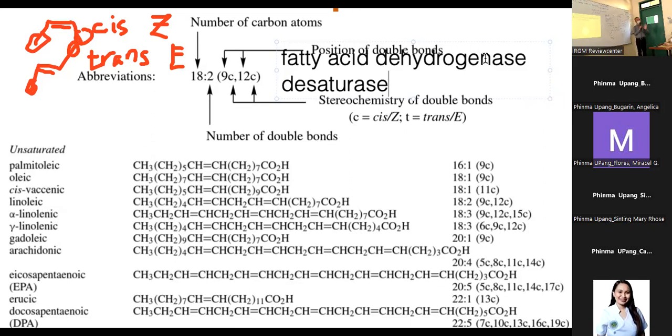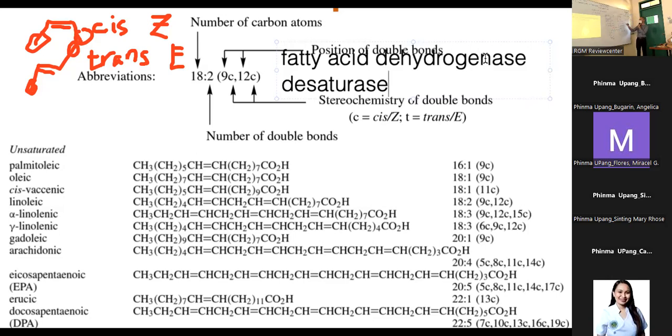To identify an omega-3 fatty acid, just look at the structure. If the double bond exists 3 carbons from the terminus of the fatty acid, that is an omega-3 fatty acid. Now, tingnan natin si gamma-linolenic acid. In the interest of time, pakita ko na lang sa inyo yung shortcut.